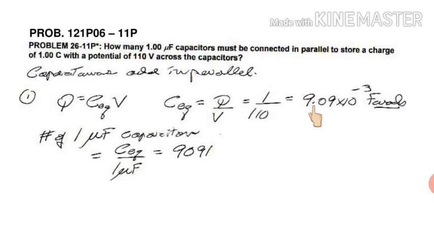So I think the question is clear. How can you calculate the number of capacitors? The number of capacitors can be calculated by the total capacitance divided by the capacitance of one capacitor. In this way we can calculate the value of N. So N will be equal to the equivalent capacitance upon the capacitance of one capacitor. It means we divide 9.09 into 10 to the power minus 3 by 1 microfarad. When you do that, it will be 9091. So this many capacitors we are supposed to connect in parallel. Then only the equivalent capacitance will come out like this. So I think the question is clear.